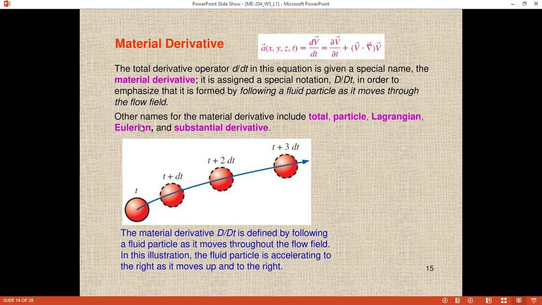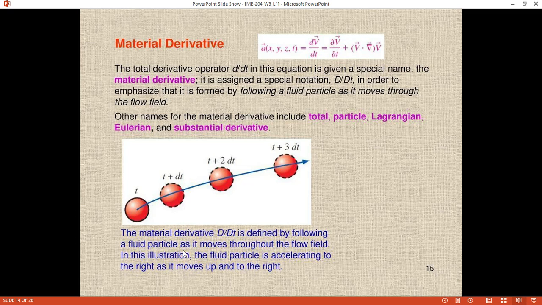Other names for the material derivative include total derivative, particle derivative, Lagrangian or Eulerian derivative, and substantial derivative. So it can be seen how the fluid particle is changing with respect to time. The material derivative D by Dt is defined by following a fluid particle as it moves throughout the flow field, so the position of a fluid particle can be described with this derivative.